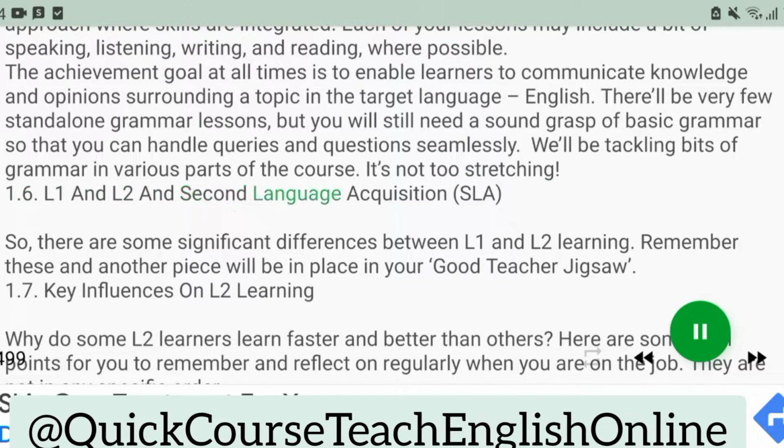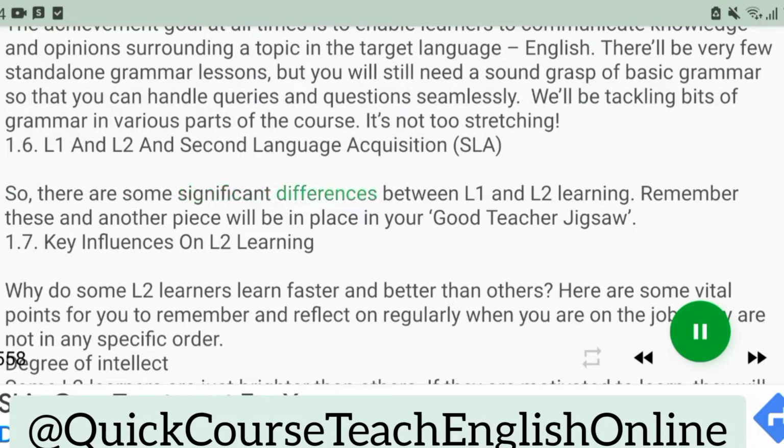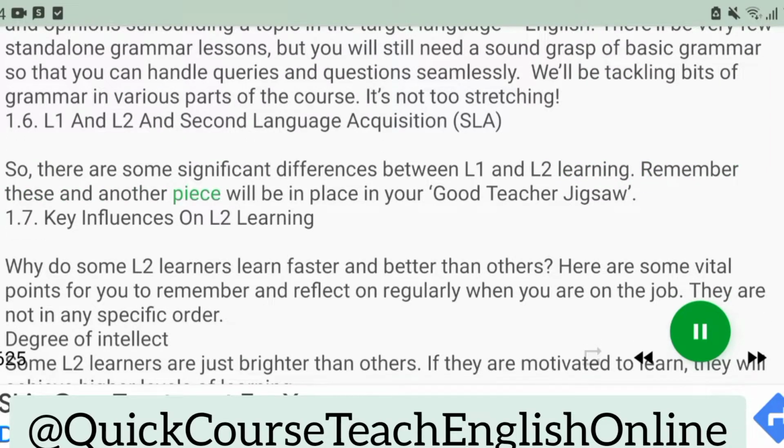1.6. L1 and L2 and Second Language Acquisition, SLA. So, there are some significant differences between L1 and L2 learning. Remember these, and another piece will be in place in your Good Teacher Jigsaw.